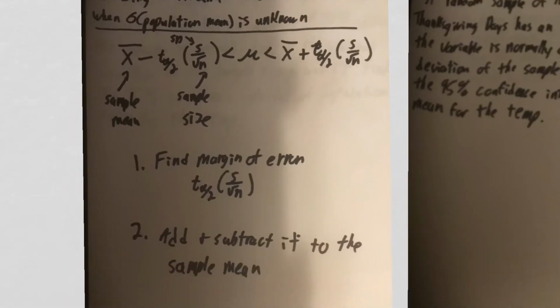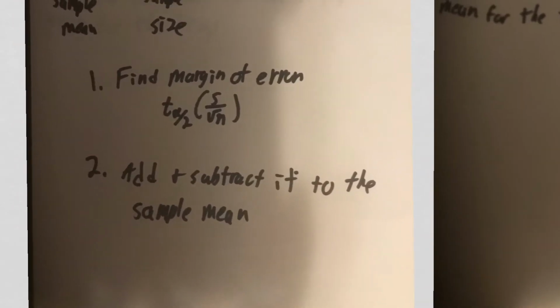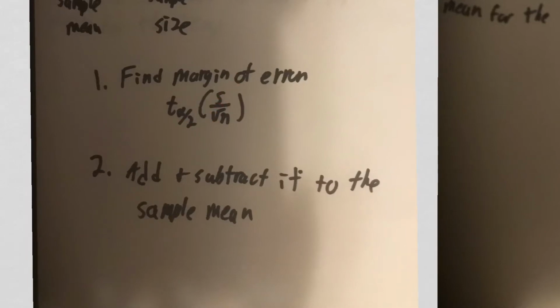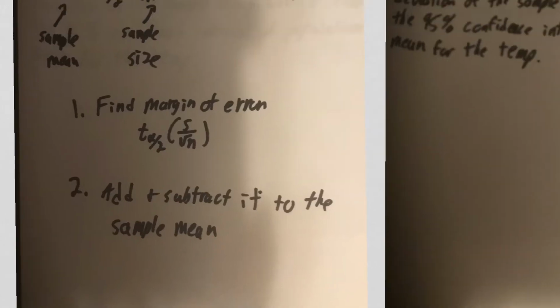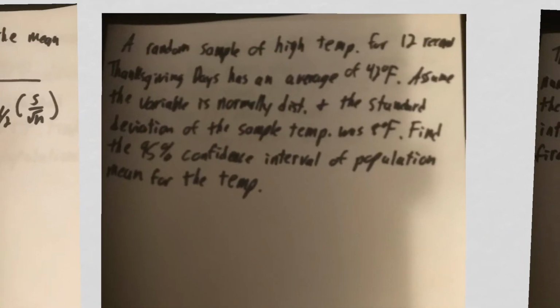So the steps in finding the confidence interval, first thing you have to find your margin of error. So that's your t-score. You multiply it to your standard deviation divided by the square root of the sample. And then you're going to take that margin of error and you add it and you subtract it to your sample mean. So we're going to try a couple of examples of these.